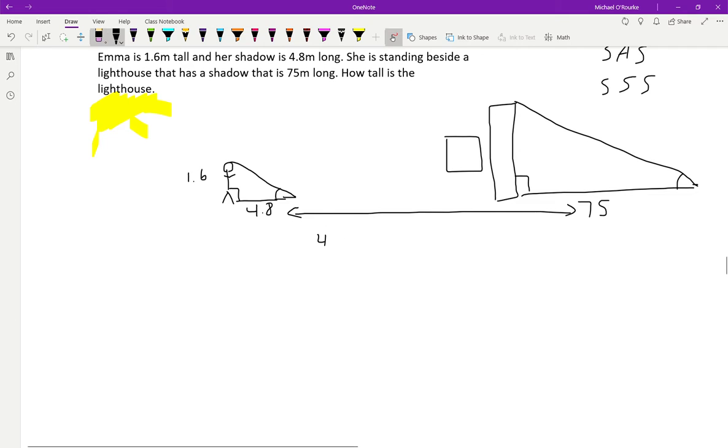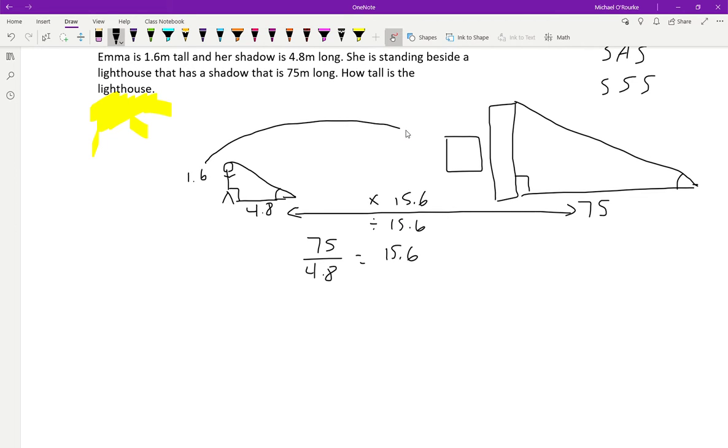75. Oh my gosh, what did I just write? 75 divided by 4.8 equals 15.6. So 15.6 is my number here. Either we're going to multiply by 15.6 or we're going to divide by 15.6. If we're going from the smaller Emma to the bigger lighthouse, are we going to multiply by 15.6 or divide by 15.6?